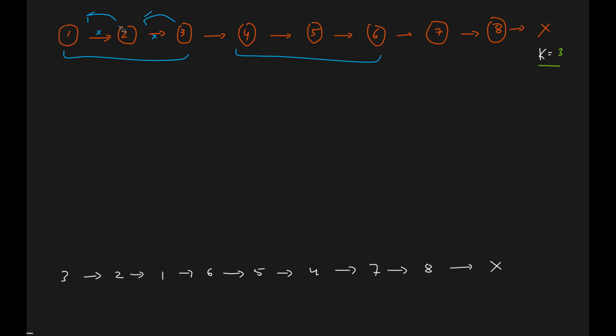Just think it in that way. You have to reverse 2 links. So if k is given as 3, you're going to perform 2 operations. At a very high level, you're going to perform 2 operations. So let's discuss this. How are you going to perform this?